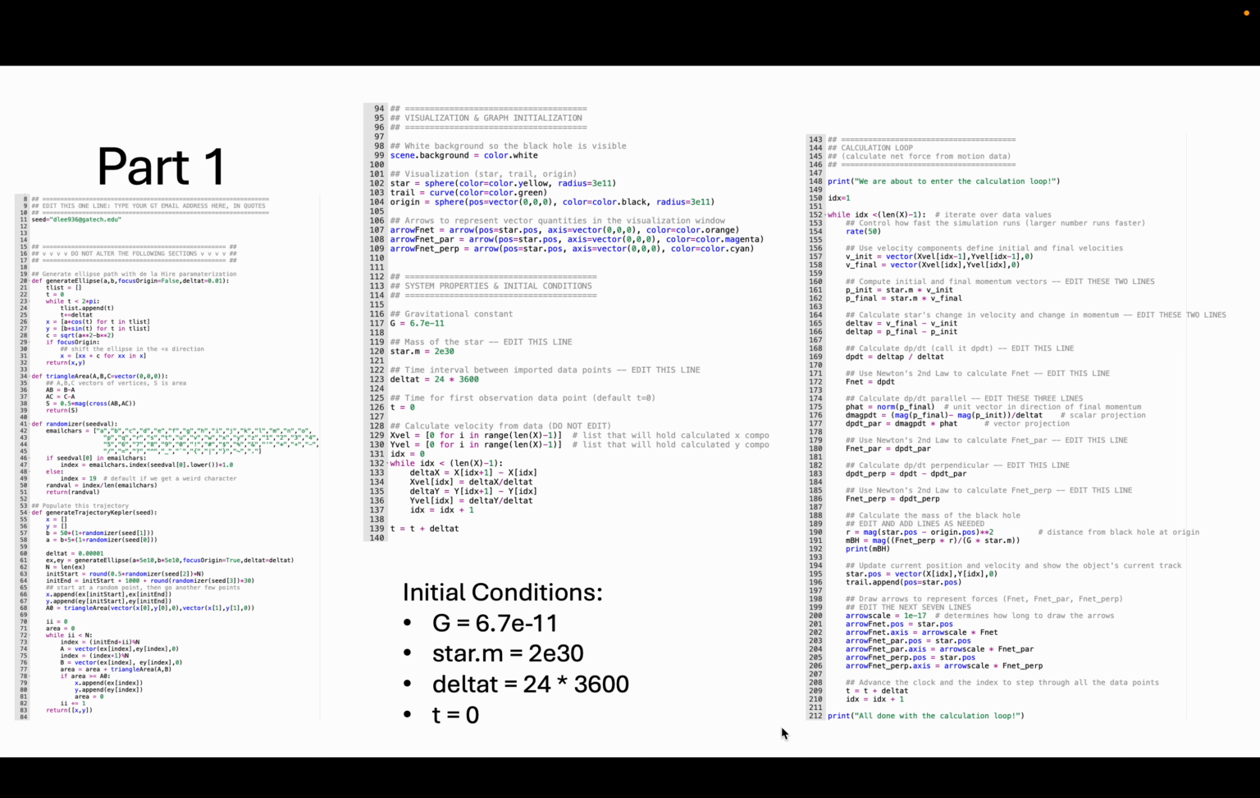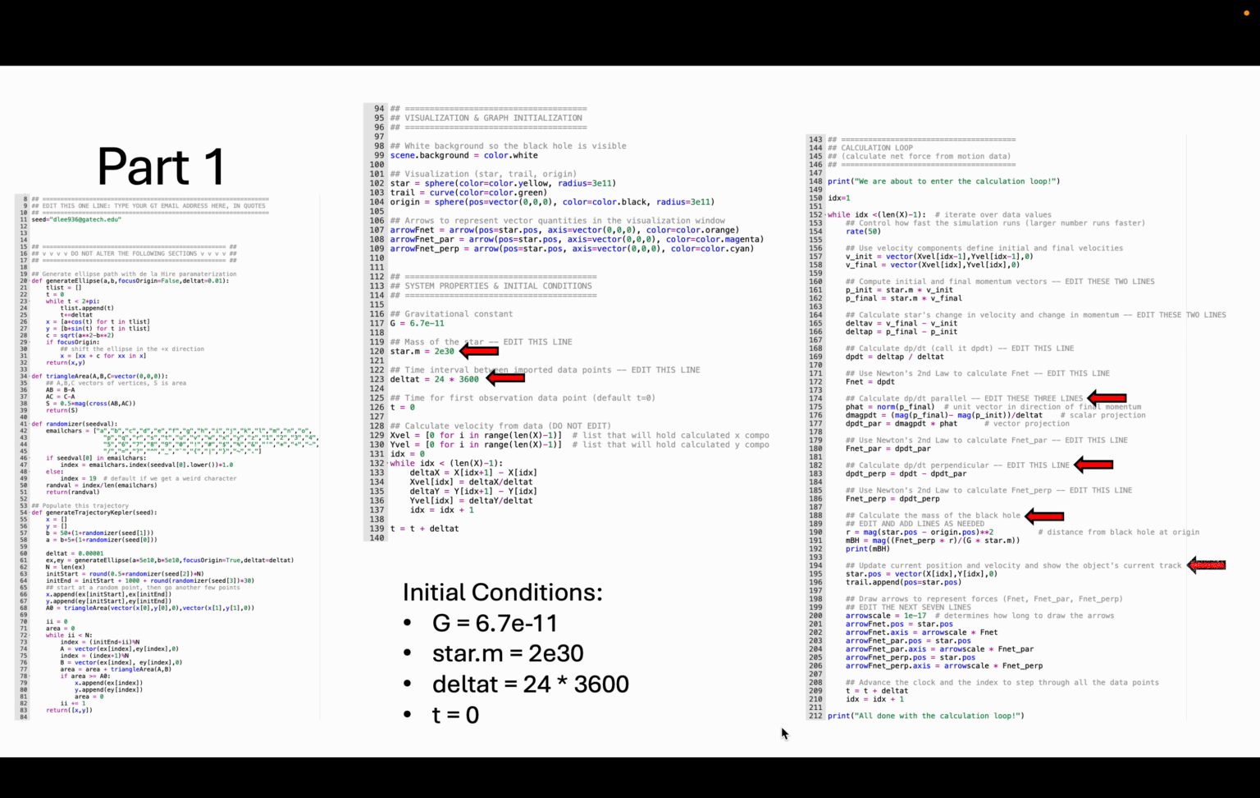For part 1, I analyzed the star's trajectory using GlowScript. The star has a known mass and time interval. I loop through the velocity data and compute the star's initial and final momentum. Then I calculate the change in momentum over time to get net force using Newton's second law. I split the net force into parallel and perpendicular components. Using the perpendicular force, I estimate the black hole's mass with a gravitational formula.